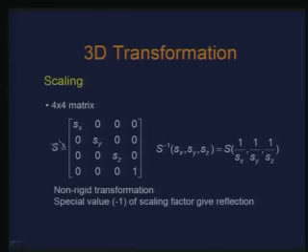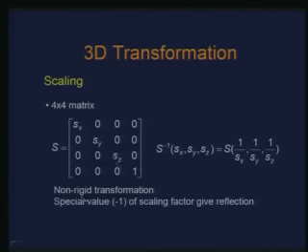Now, we also looked at 3D transformations. 3D transformations in the homogeneous coordinate system can be represented through a 4 by 4 matrix. Let us see again some of these transformations which we looked at last time. For instance, scaling. Scaling is now a 4 by 4 matrix where the diagonal contains the various scaling factors, Sx, Sy, Sz.